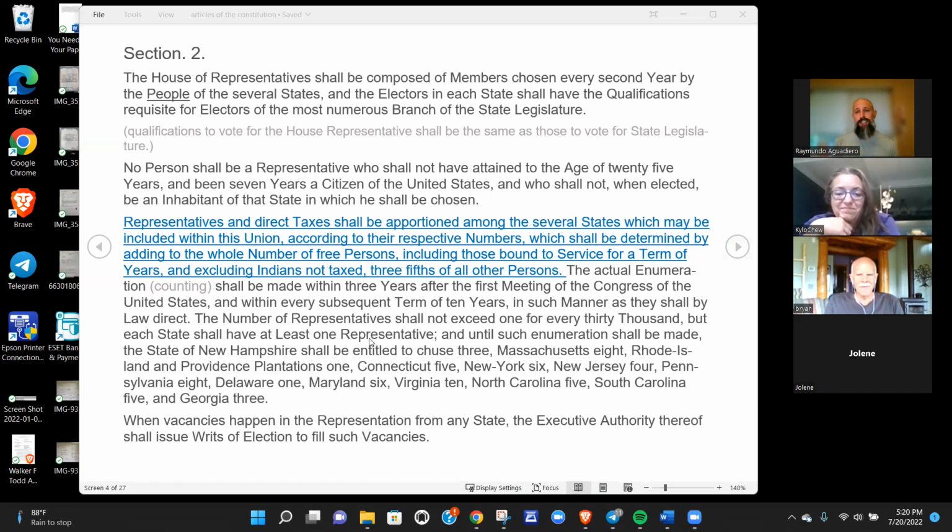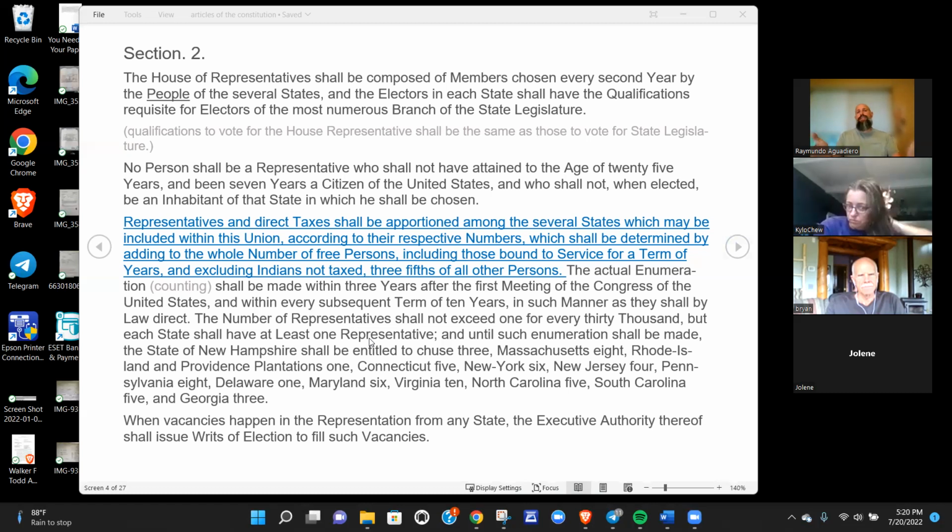So the actual enumeration, the counting, shall be made within 3 years after the first meeting of Congress of the United States, and within every subsequent term of 10 years, in such manner as they shall by law direct. The number of representatives shall not exceed 1 for every 30,000. So there has to be 1 representative for 30,000 population, but each state shall have at least 1 representative. And until such enumeration shall be made, the state of New Hampshire... So it tells you which states had representatives when the Constitution was written. These were the states that were there.